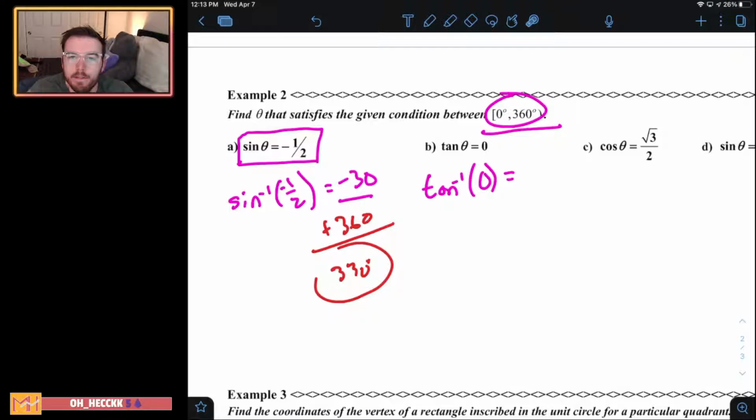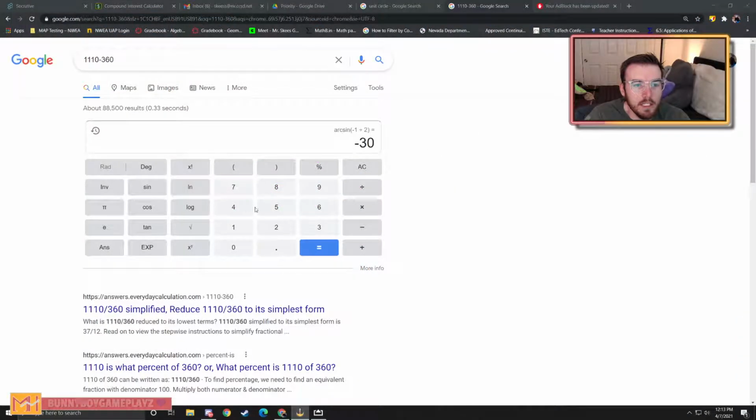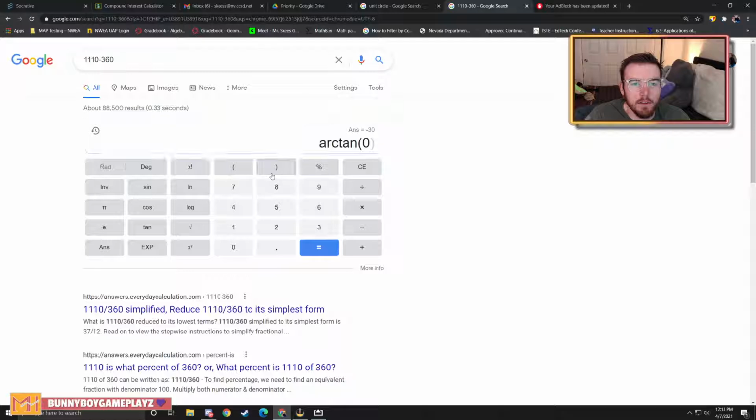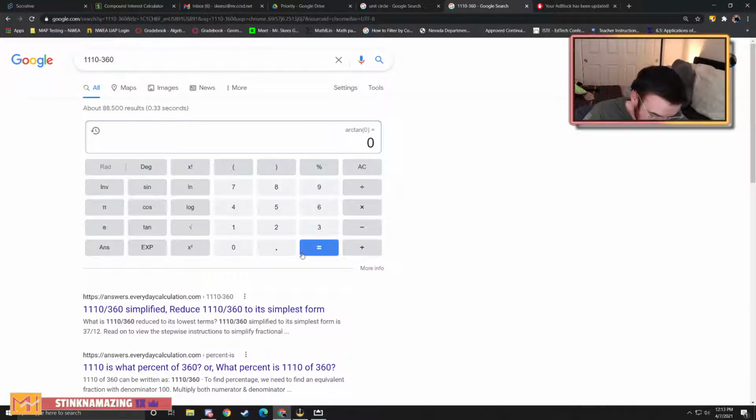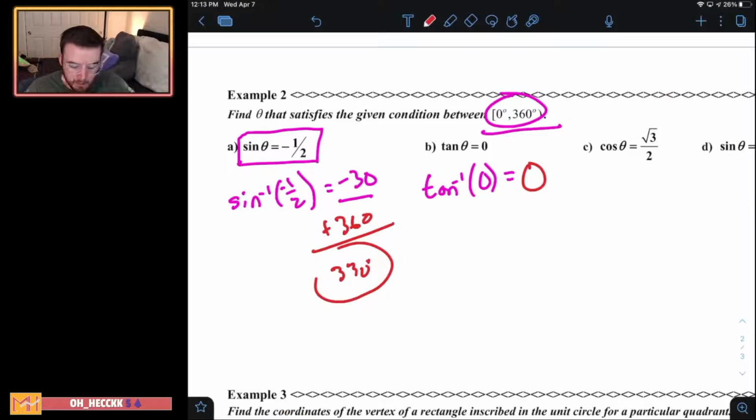When you do inverse tangent of 0, making sure you're in degree mode, you get 0. Oh, that is between 0 and 360. So that one worked out.